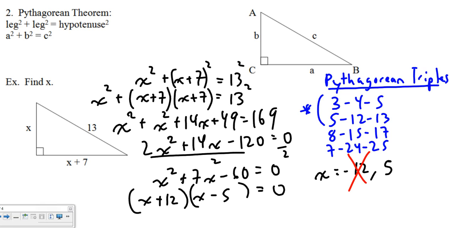Questions on that? Yes? Is it always like the multiple of like 5, 12, 13 too? Yes. Okay. Any multiple of any of the four would work. Absolutely.